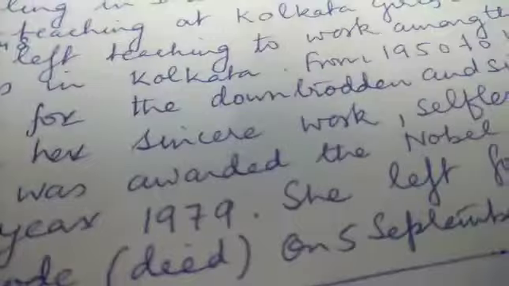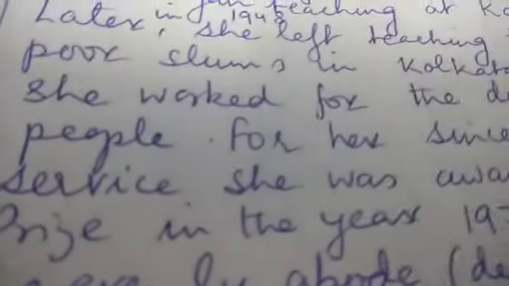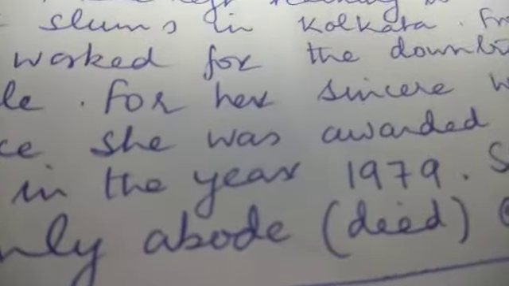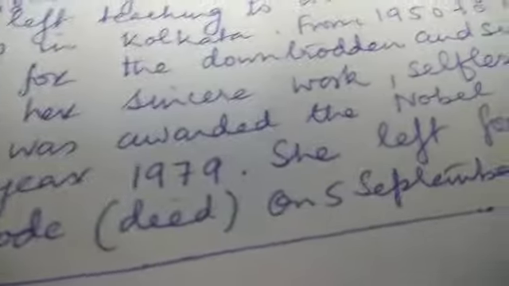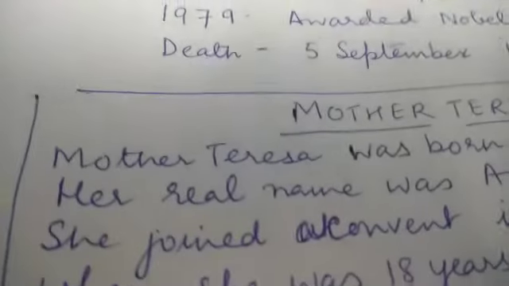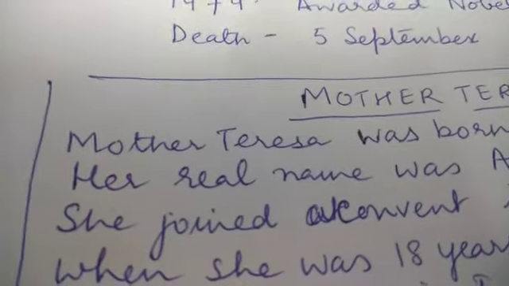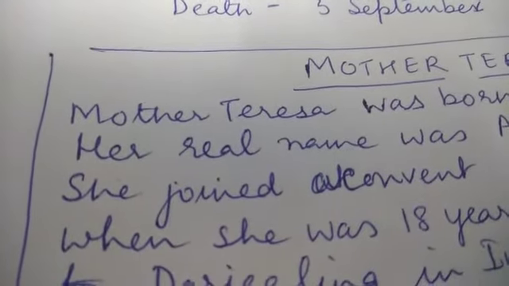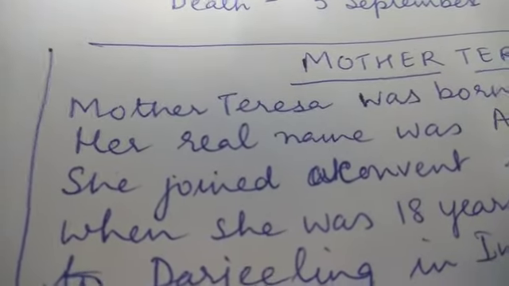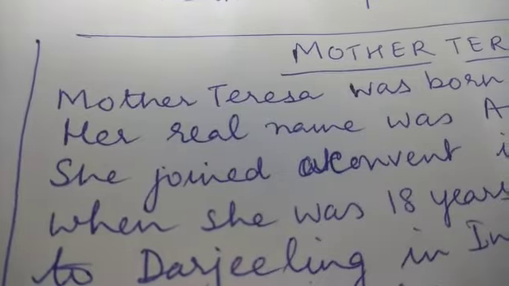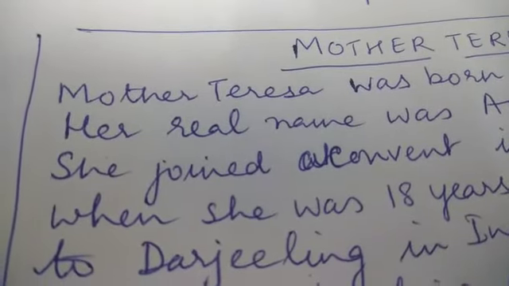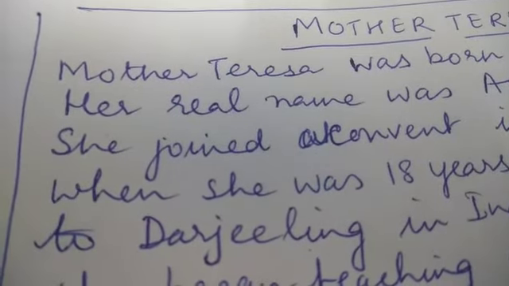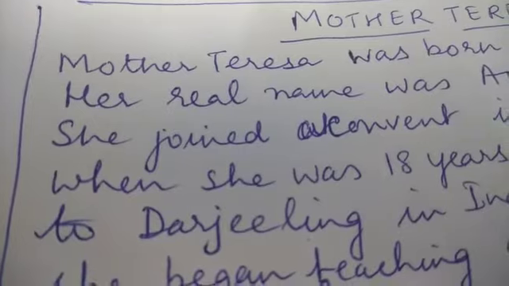For her sincere work, selfless service, and dedication, she was awarded the Nobel Peace Prize in the year 1979. Then she left for her heavenly abode, or she died, on 5th September 1997. So this is how a biosketch is written. The question has all the points arranged in chronological order about a person's life. What you have to do is develop all these dates in the form of sentences in a small paragraph. So, writing a biosketch is so simple.